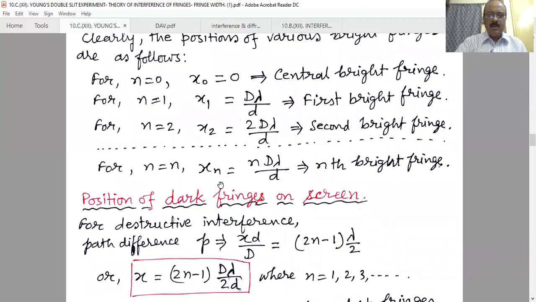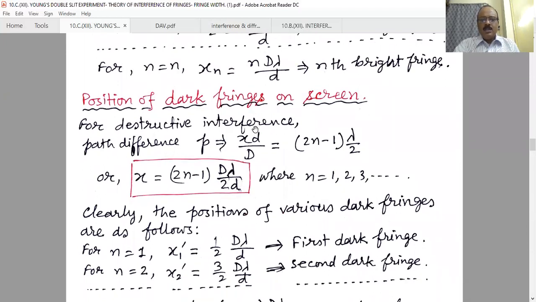Similarly, for the nth bright fringe, what will be the position on the screen? xn, the distance from the origin to the point P on the screen, that is n into D lambda by small d, which is the nth bright fringe. Now, at the same time when we get the bright fringes, we will also have the dark fringes, because only bright fringes cannot be obtained, and there is the law of conservation of energy. The bright fringes are brighter than normal conditions, but light is not created here. Actually, light energy is redistributed. If we get one bright fringe, then we also have to get one dark fringe, in between the bright fringes.